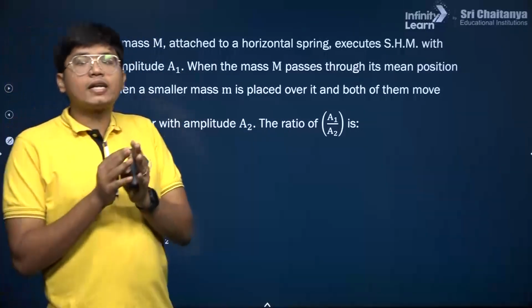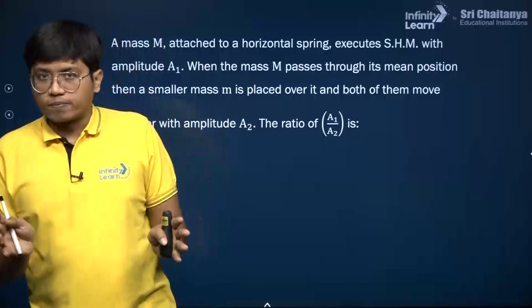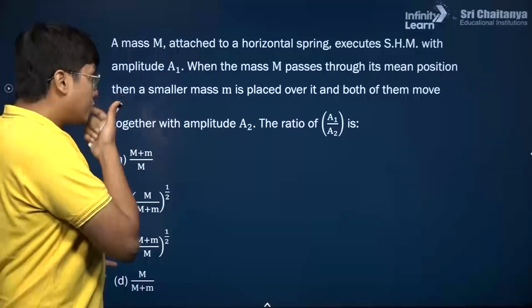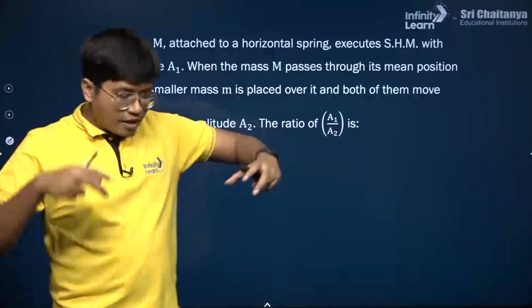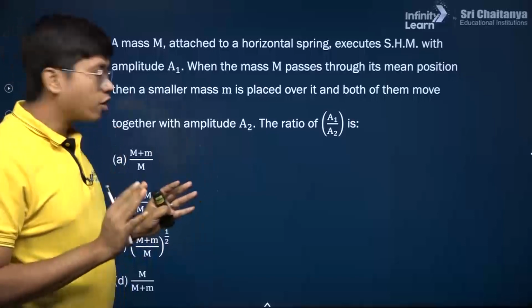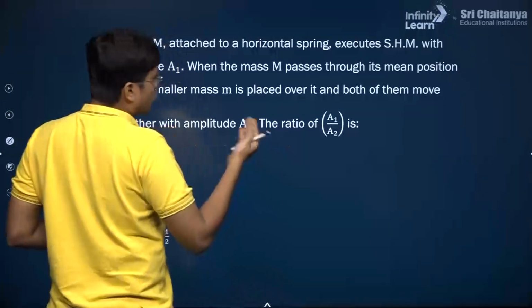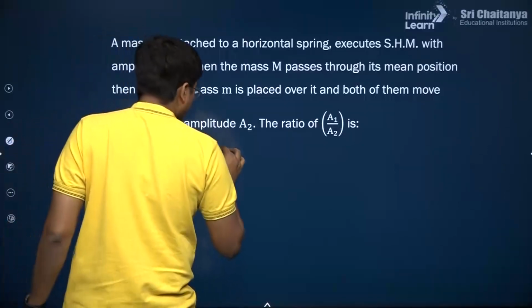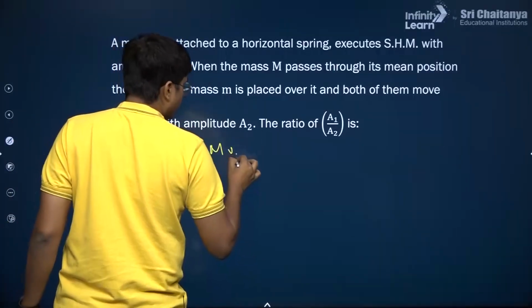So, at the mean position, we'll consider it like a collision. In that collision, it's an inelastic collision because the small m and capital M, after you place, they move together. So, we'll treat it as a completely inelastic collision. What is the momentum originally? Momentum is m into v1.